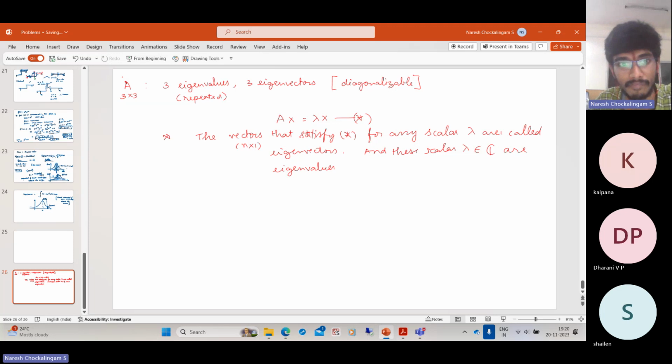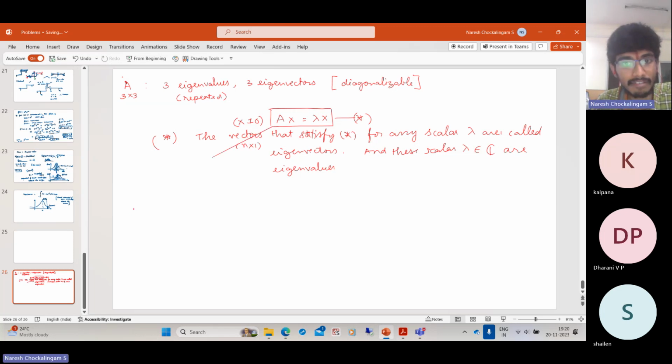So this is the definition of an eigenvalue problem. The eigenvalue problem is to find the vectors x that satisfy Ax equal to lambda x for any scalar lambda, which are called the eigenvalues, and x is called the eigenvector, and x should not be equal to 0. So Ax equal to lambda x is what we need to solve.